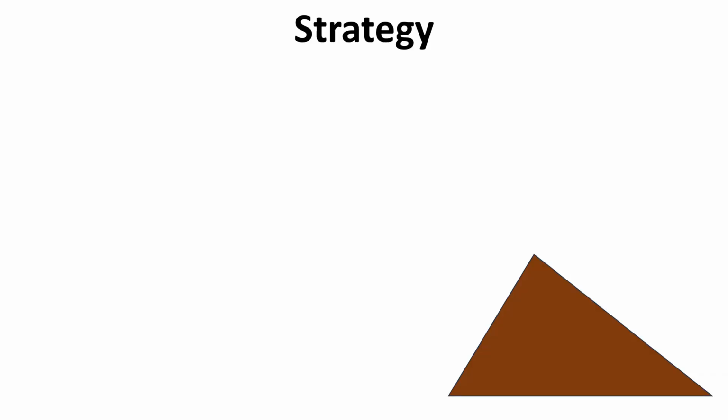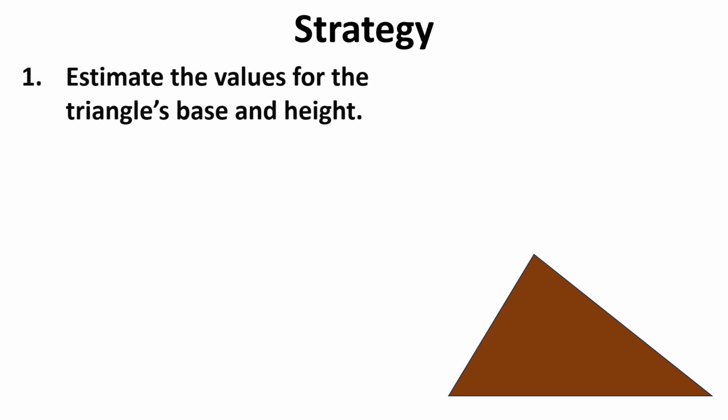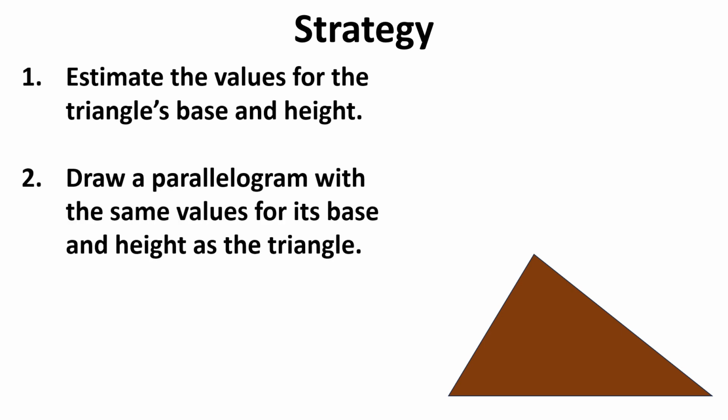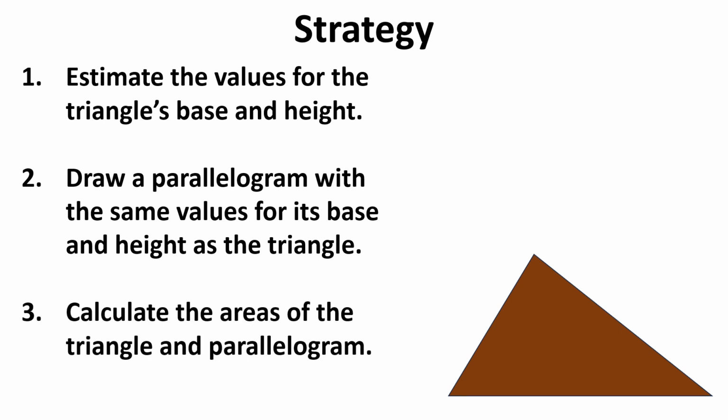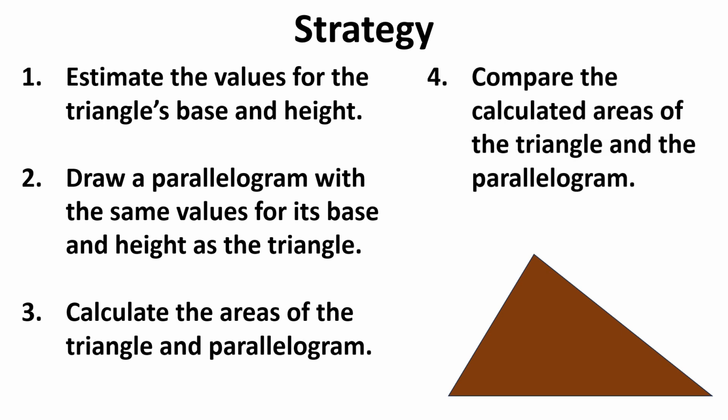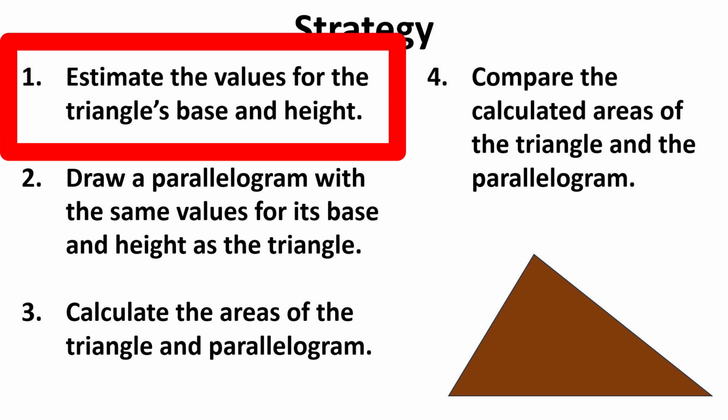Here's our strategy for solving this problem. First, we'll estimate the values for the triangle's base and height. Second, we'll draw a parallelogram with the same values for its base and height as the triangle. Third, we'll calculate the areas of the triangle and parallelogram. And fourth, we'll compare the calculated areas of the triangle and the parallelogram. Let's start by estimating values for the triangle's base and height.